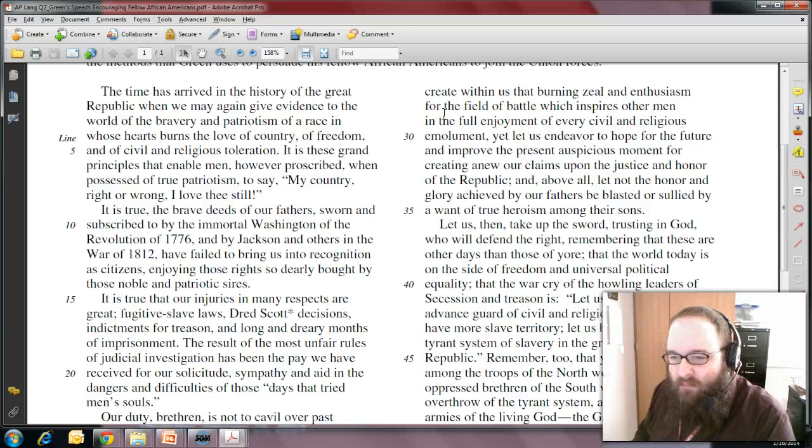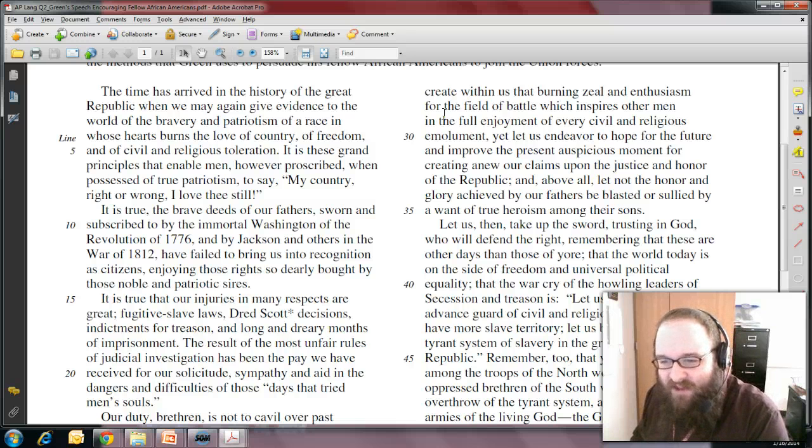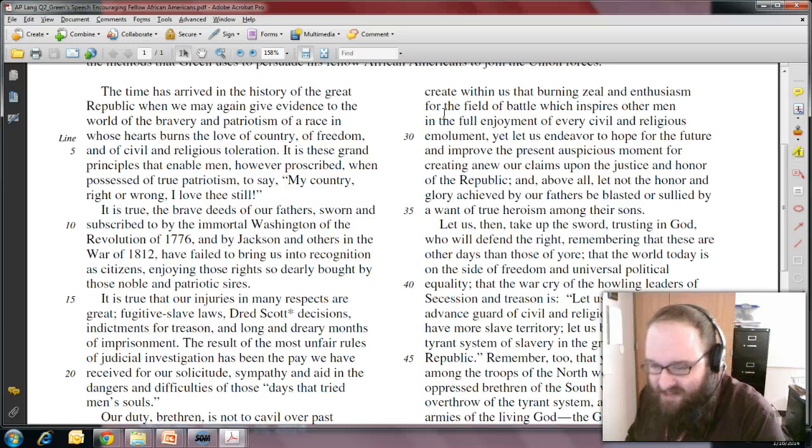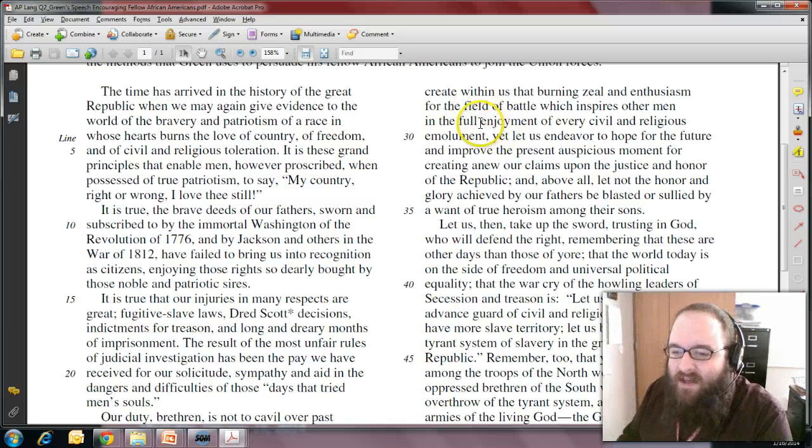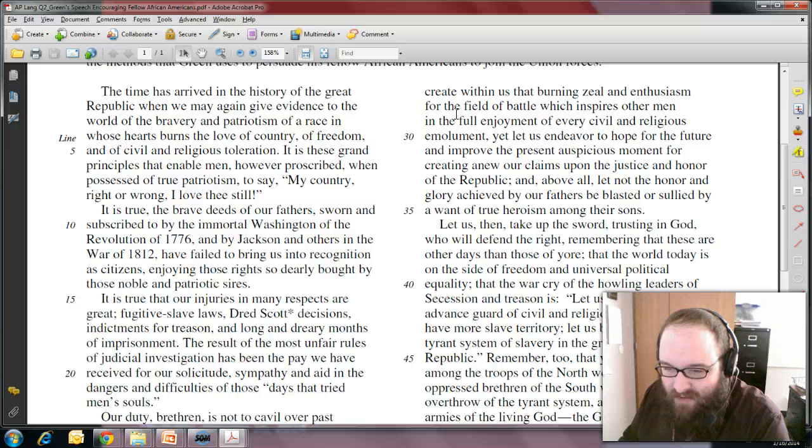It is true, the brave deeds of our fathers, sworn and subscribed to by the immortal Washington of the Revolution of 1776 and by Jackson and others in the War of 1812, have failed to bring us into recognition as citizens, enjoying those rights so dearly bought by those noble and patriotic sires. It is true that our injuries in many respects are great.